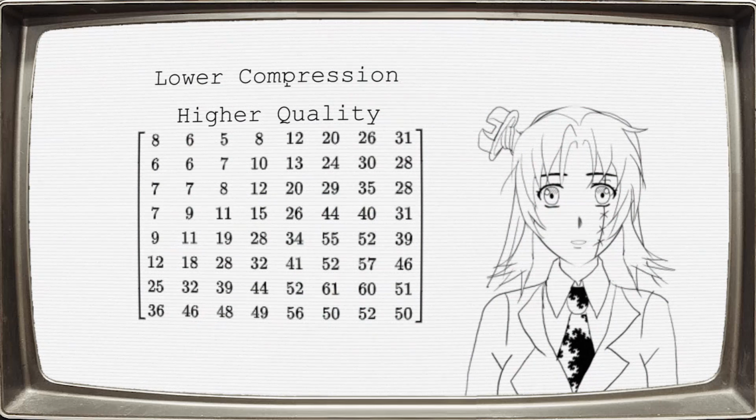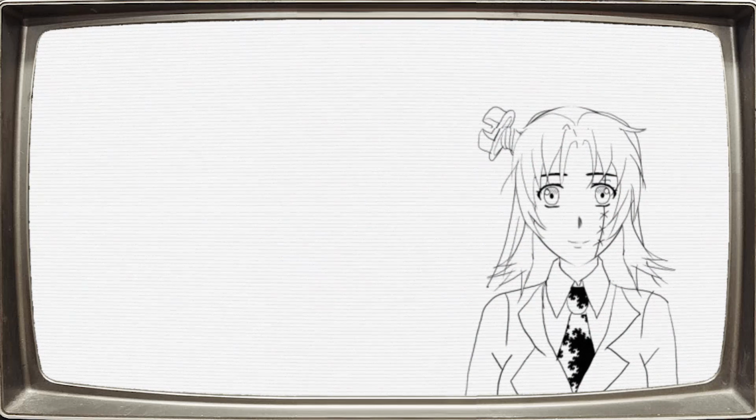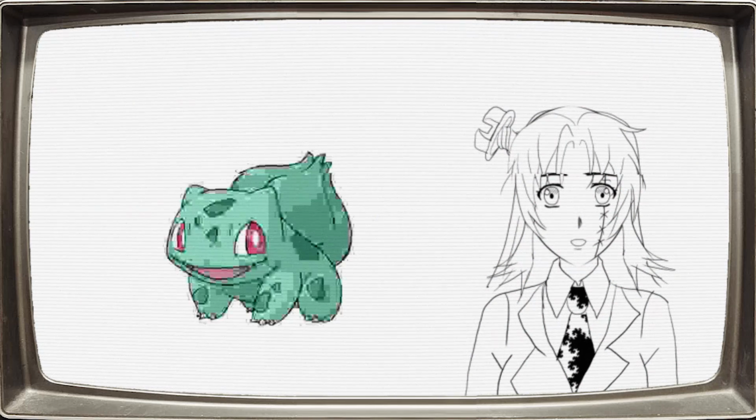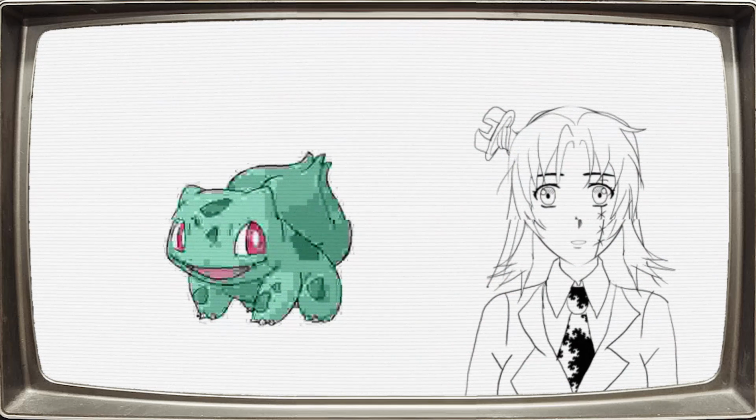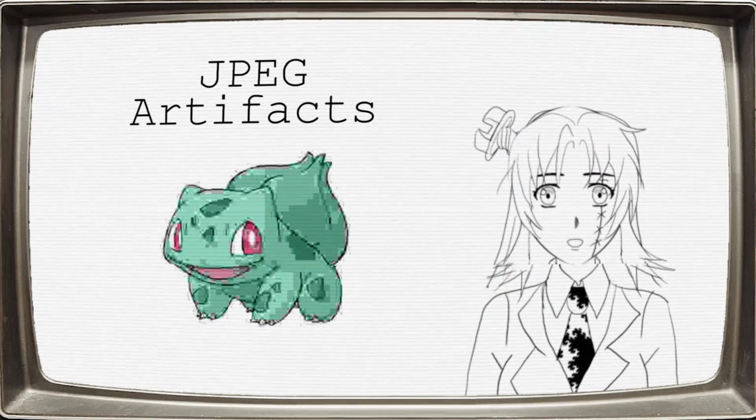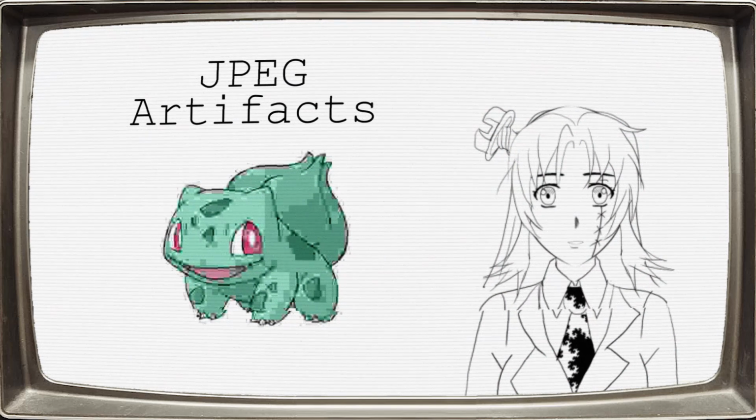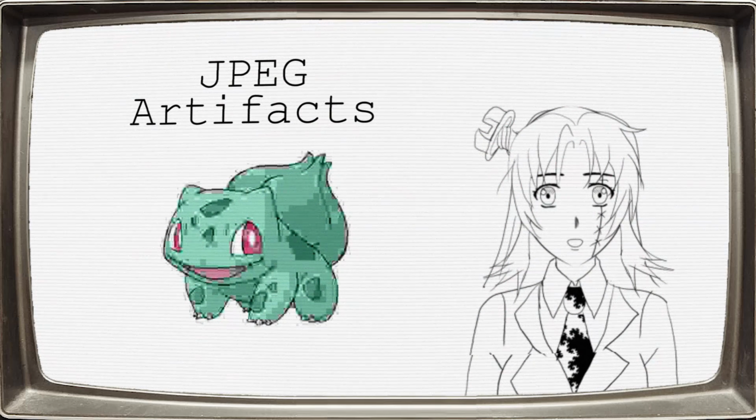When we use a quantization matrix with values that are too high, we may end up discarding too much information. This is when JPEG artifacts occur, and you can actually see the individual 8x8 blocks, because they no longer blend together to form a coherent picture. Alright, back to our compression algorithms.